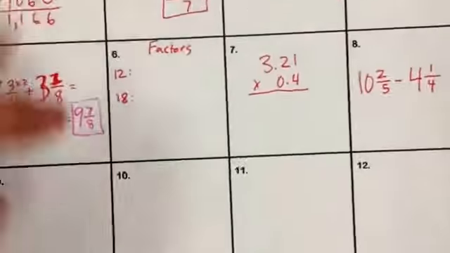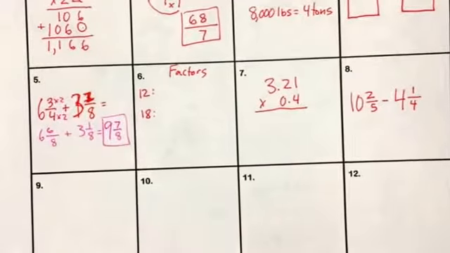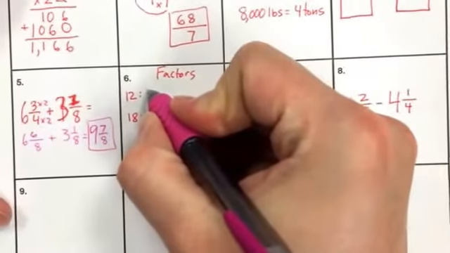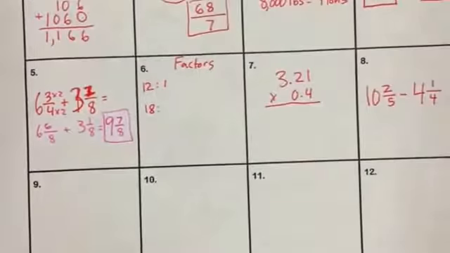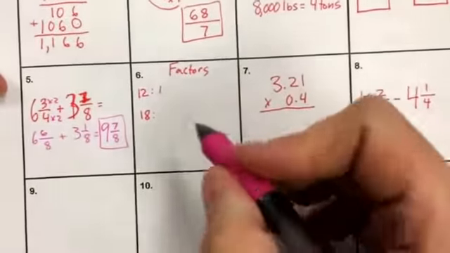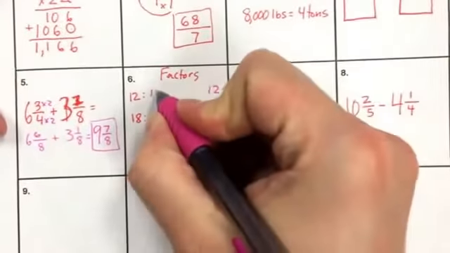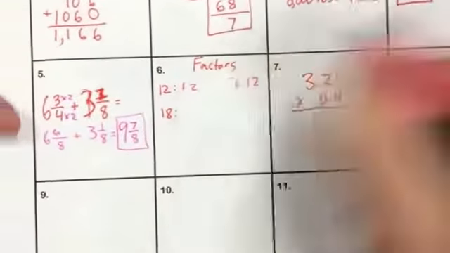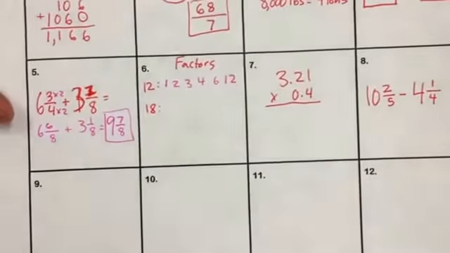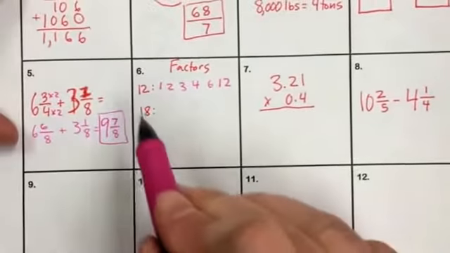Okay, for problem number 6, they want us to find the factors of 12 and 18, and they want us to talk about which factors both of them have in common. So remember, factors are the numbers that you multiply together to get these numbers. So I've got 1 and 12 because 1 times 12 equals 12. I've got 2 and 6. I've got 3 and 4. 5 does not work, and then I'm already here at 6, so that means these are all my factors.